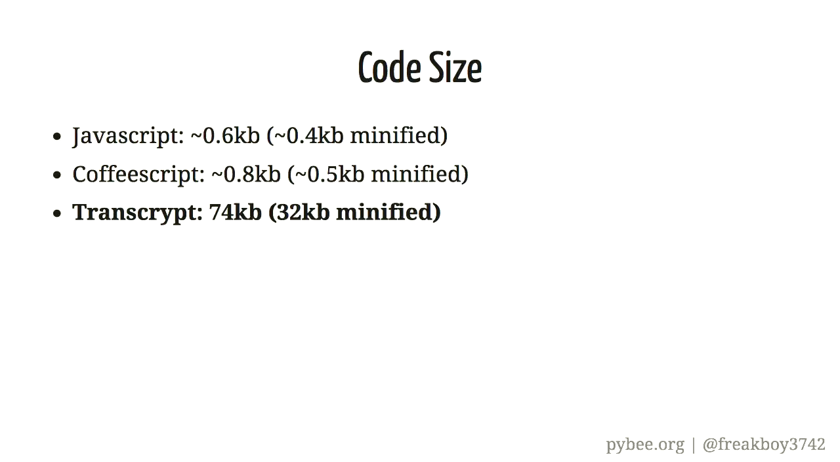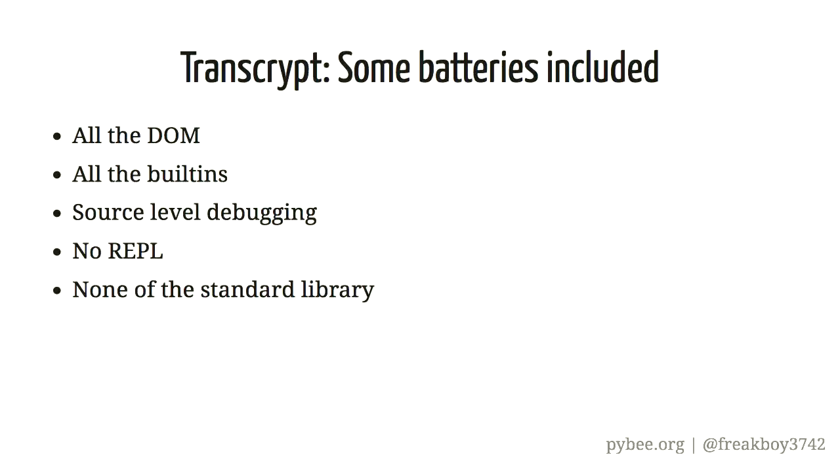It comes down to about 32 kilobytes when it's minified. Most of that extra weight is actually the fixed cost associated with providing the built-ins. The actual Python module is about 1.5 kilobytes, so about double the size of the JavaScript. So yeah, that's a lot more code. But you are now running Python in the browser. You're not running all of Python, though. You get the language, you get the built-ins.